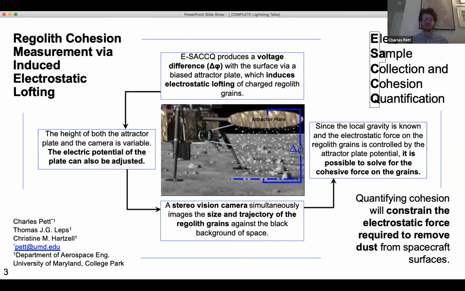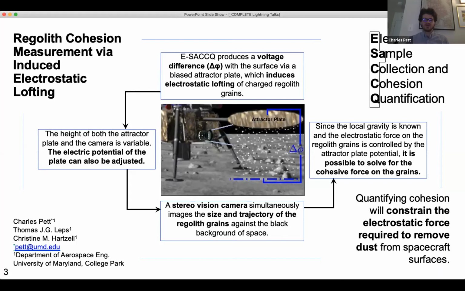So prior to lofting, the regolith is charged by the solar wind and photoemission, and the grains are bound to the surface by cohesion. But the magnitude of cohesion in regolith remains poorly constrained. So to address this, we'd like to exploit our knowledge of electrostatic lofting in order to measure cohesion. Quantifying cohesion can transform our understanding of the geologic evolution of the lunar surface and electrostatic transport on the surface.